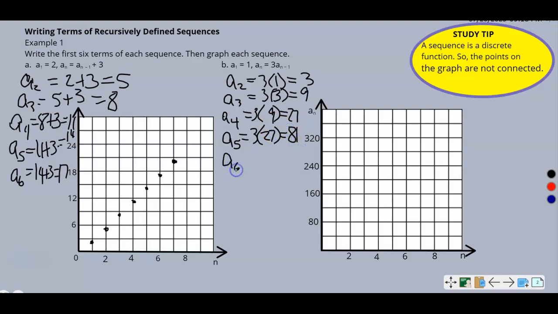And let's do one more. The sixth term is 3 times the previous term. Previous term is 81. 3 times 81 is 243. All right, again, we can graph these in the very same way. So we've got first term is 1. So we're going to graph 1, 1. Okay, since this is 40 and this is 80, 1 is going to be very close to the bottom down here. We're going to do 2 and 3.